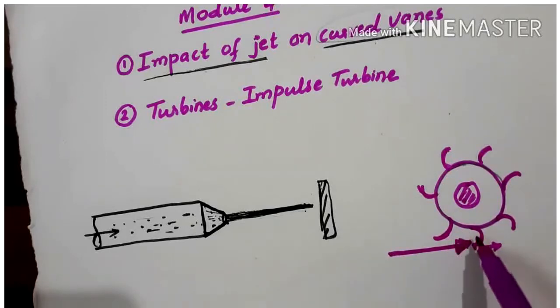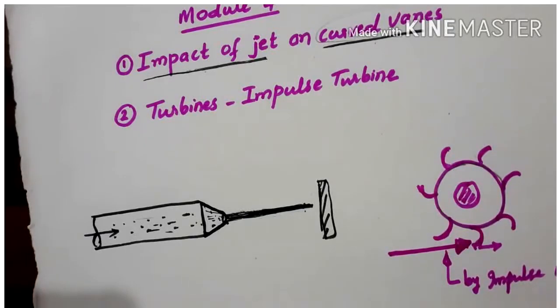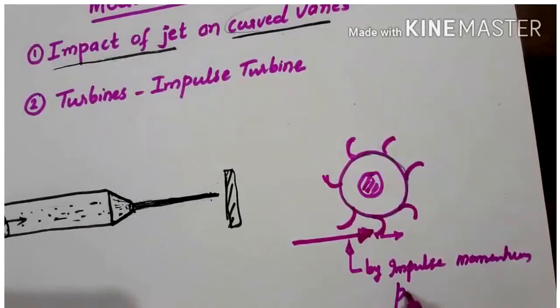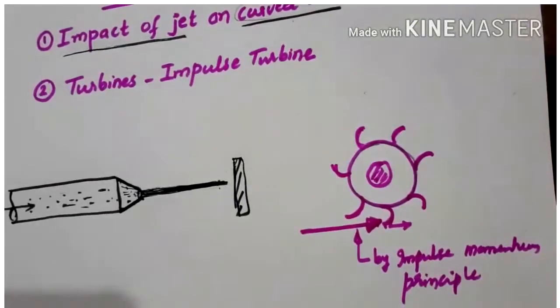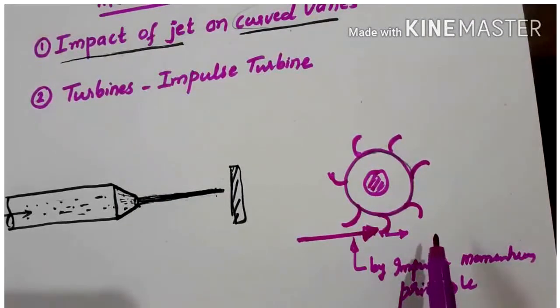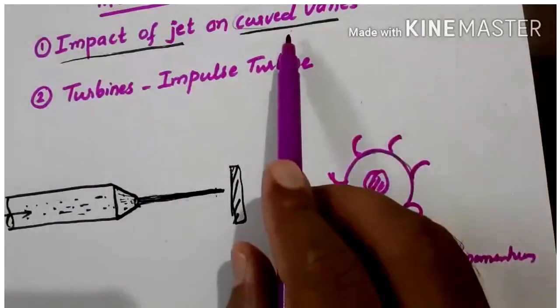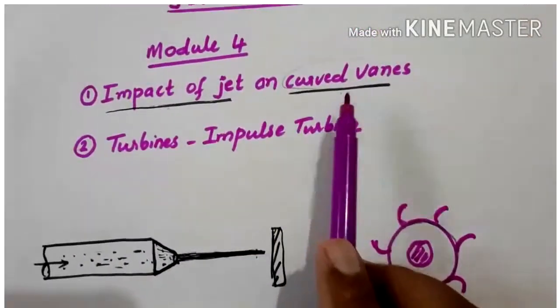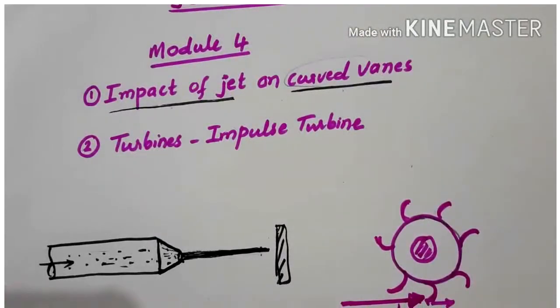This force we need to analyze. We have to analyze this force by using the impulse momentum principle. So you will be studying various cases here for curved vanes. Various cases means the fixed case, and also moving blades.